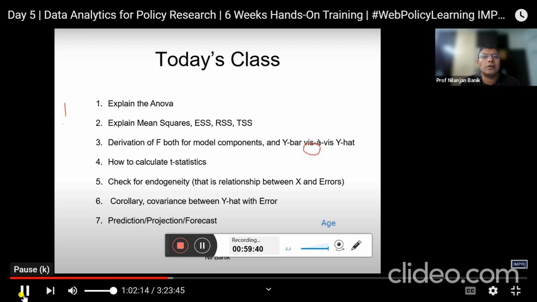The first is I will try to explain the ANOVA table. The ANOVA table is nothing but it contains the explained sum of square, residual sum of square, and total sum of square.